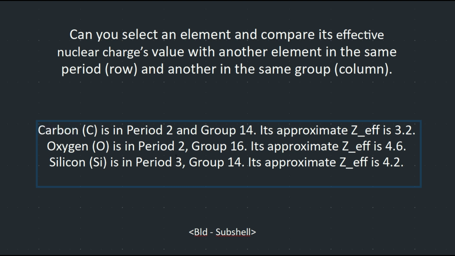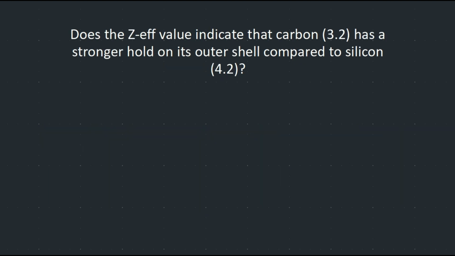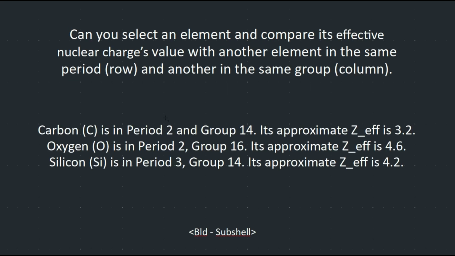So carbon's value is 3.2. From left to right, we have oxygen. It jumps to 4.6. Silicon, which is just below carbon, is 4.2. Again, these are approximate values, but you're getting the idea. Okay. Now, does the effective nuclear charge value indicate that carbon, at 3.2, has a stronger hold on its outer shell compared to silicon? Does it tell that carbon has a better grip than silicon, or is it the other way around?